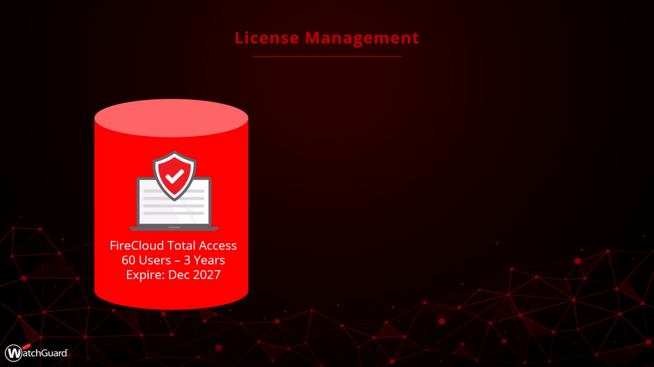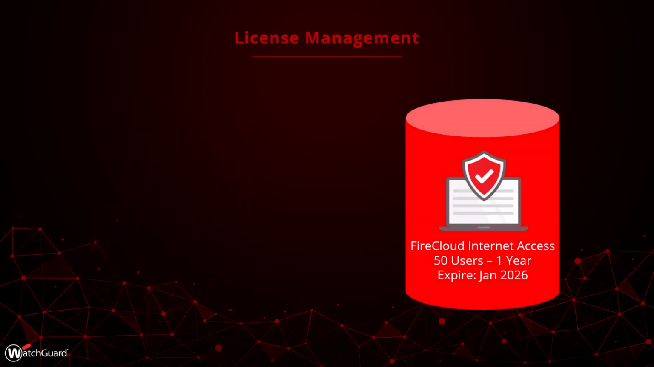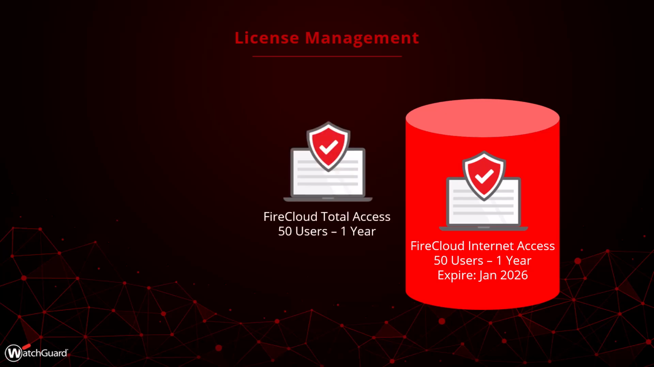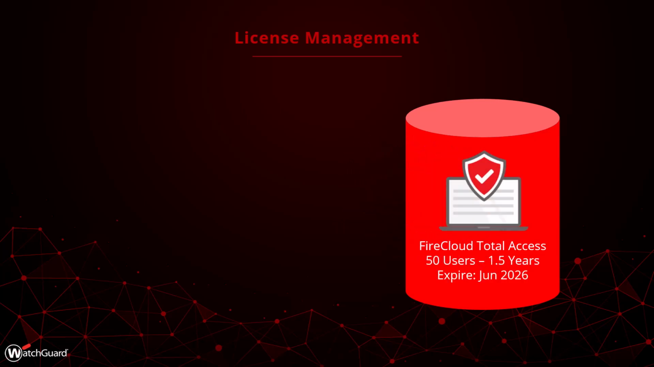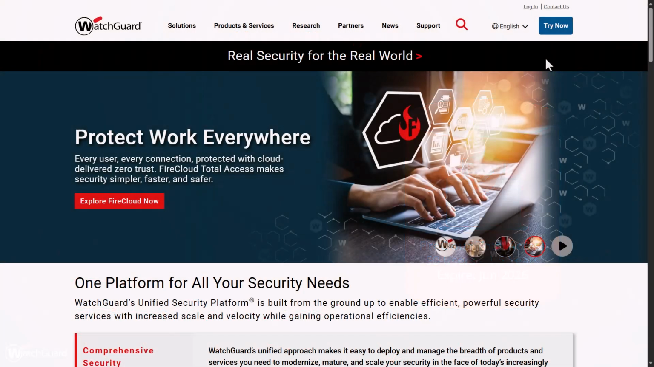Sometimes you want to upgrade your product. In the other example here, let's say I have been using WatchGuard's FireCloud Internet Access, and I want to upgrade to Total Access. I will purchase a new Total Access license and activate it on top of my existing FireCloud license. In this case, I will extend the expiration. WatchGuard will immediately upgrade the license to Total Access, and the remaining value of the original license will be combined with the new license. So again, the expiration will shorten to reflect that the Internet Access license is now supporting Total Access.